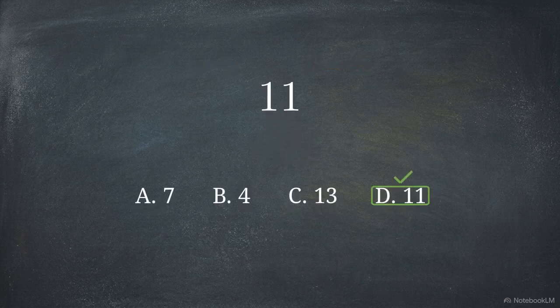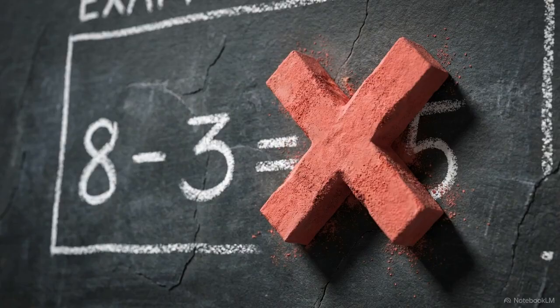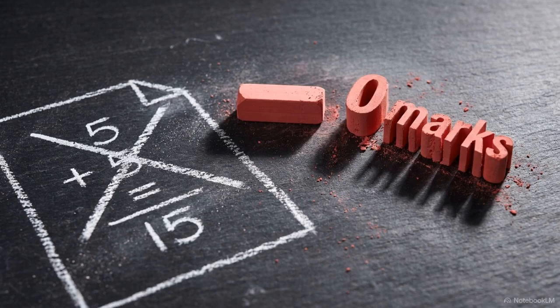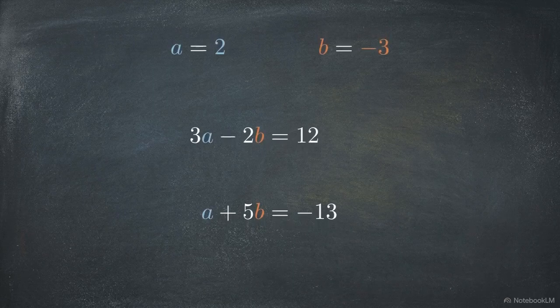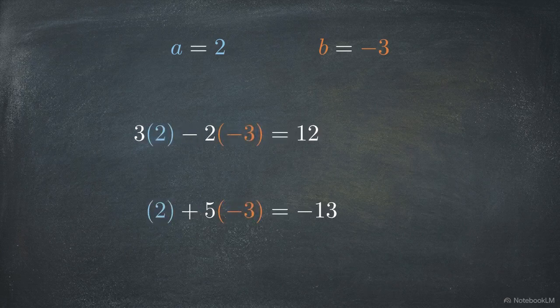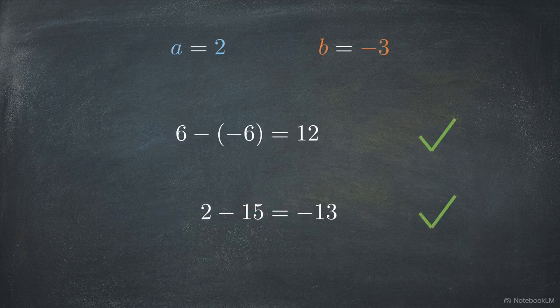That matches option D. If you write 8 minus 3 instead of using those brackets, you end up with 5, throwing away all the hard work you did to find those variables in the first place. Let's test those variables. If we plug 2 and negative 3 back into the original equations on screen, the math holds up perfectly. 6 minus negative 6 is 12, and 2 minus 15 is negative 13.